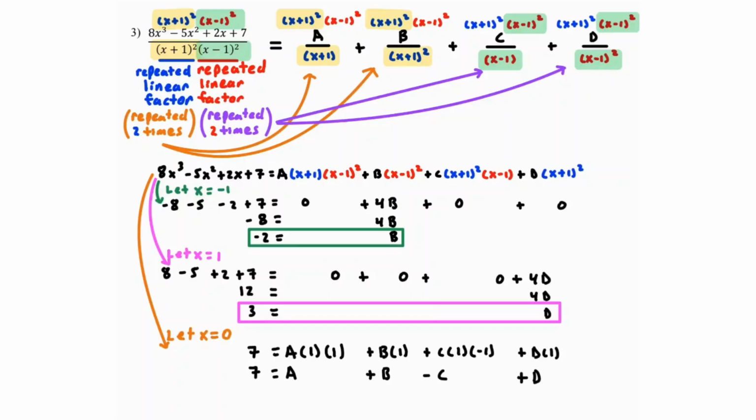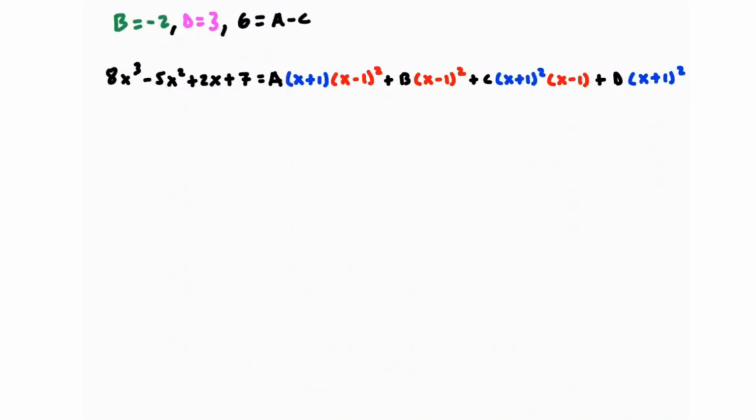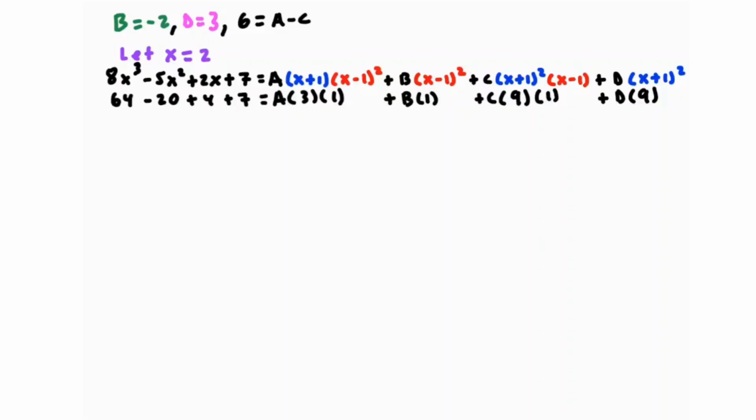Use the B equals negative 2 and D equals 3 that we found earlier, and then simplify, and we'll get 6 equals A minus C. Now we need more space, move on to the next page. Alright, here's everything that we found on the previous page, for some convenience. Now, if we let x equals 2, we'll substitute in and simplify.